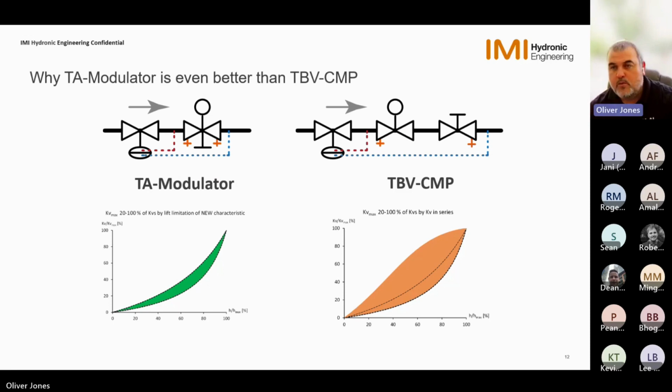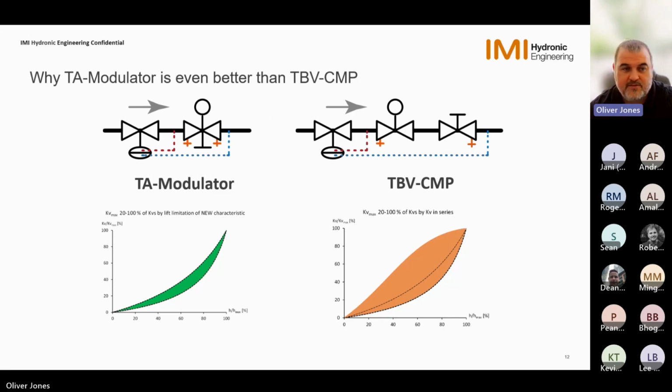So why move? Why create a valve that does this? Well, as we can see, comparing our TA modulator now against our original iteration, the TBV-CMP, and also the Compact-P, which will have slightly less distortion because it's a newer valve, but originally compared to the original TBV-CMP, it will still have its distortion of control.